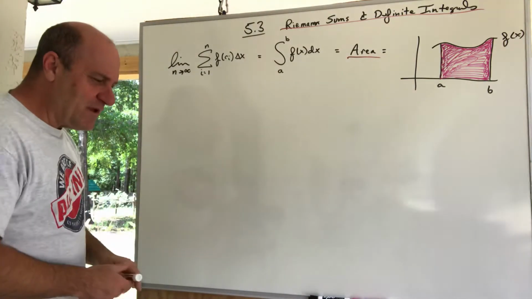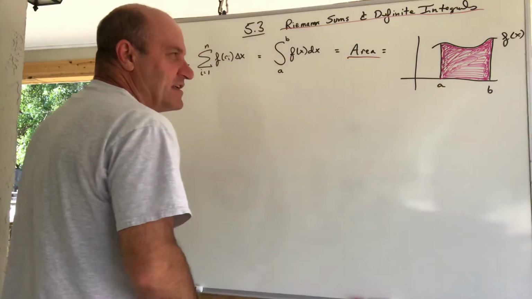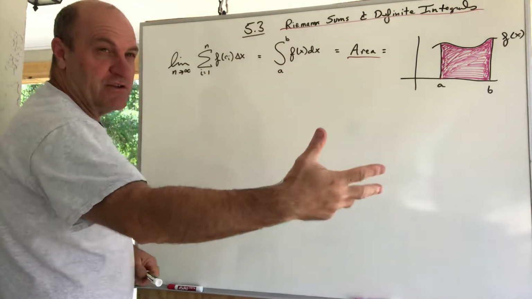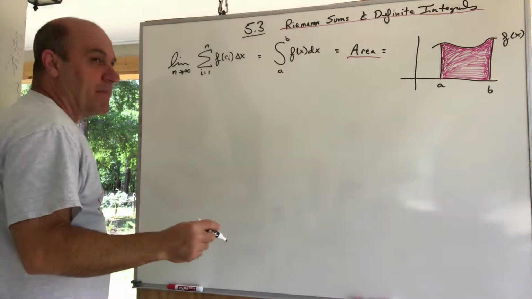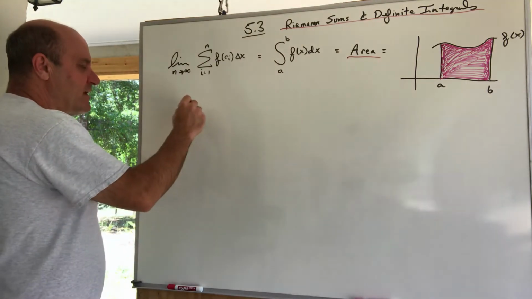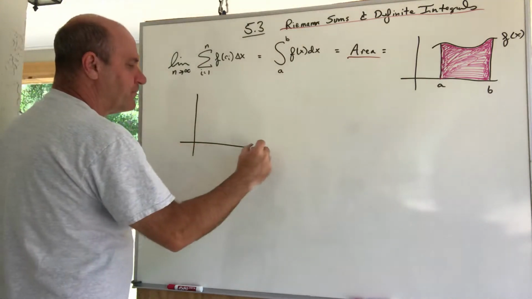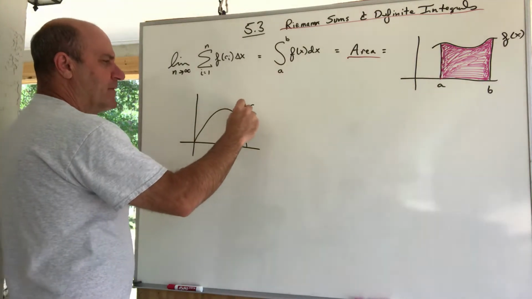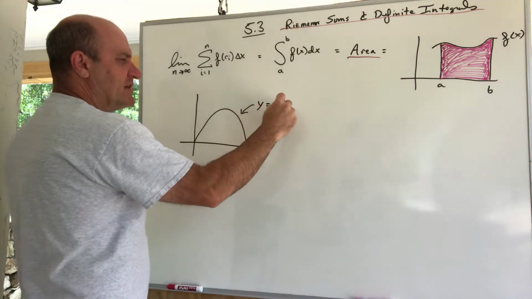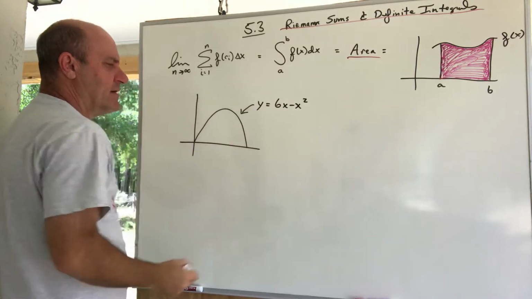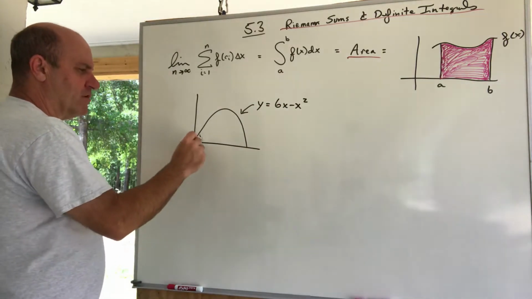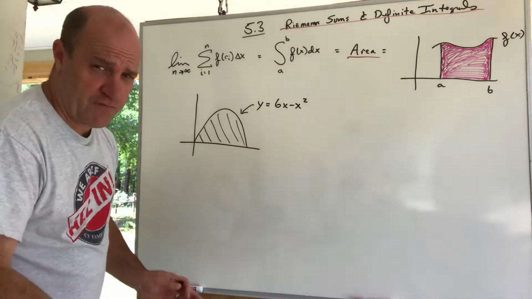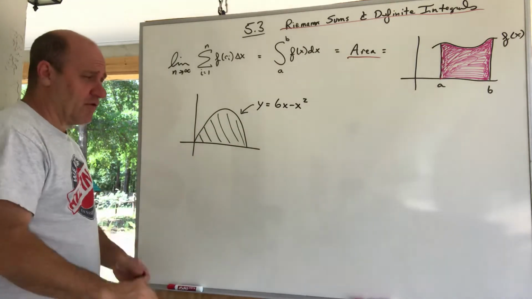So in 5.3, the homework is a little funny because they haven't taught you how to do this. I taught you by jumping ahead to 5.4. But in 5.3, they have these kinds of questions. Here's a function, y equals 6x minus x squared. They want you to set up an integral to find that area.